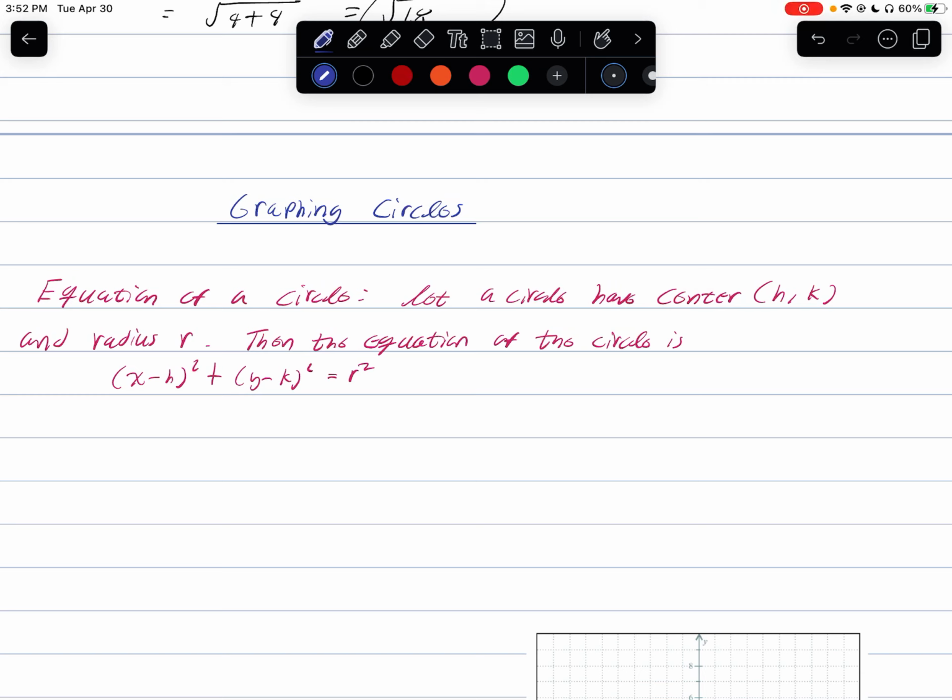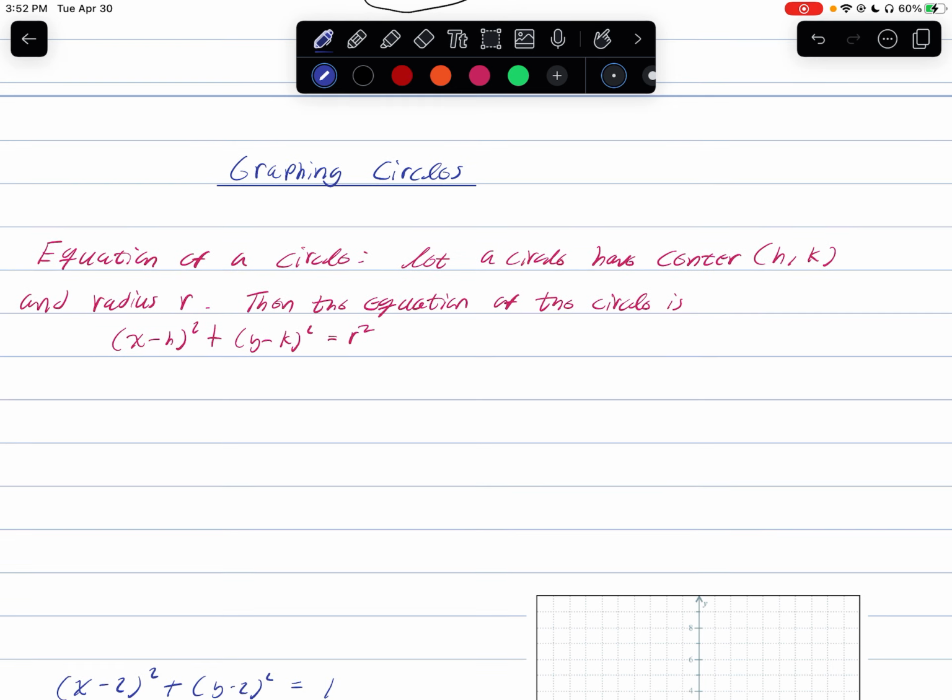Hi everyone. In this video, we're going to be talking about graphing circles and then also just circles more generally as well. So if we have a circle that has the center (h, k), so some point (h, k) where h is the x value and k is the y value, and it has a radius r, then the equation of the circle is (x minus h) squared plus (y minus k) squared equals r squared.